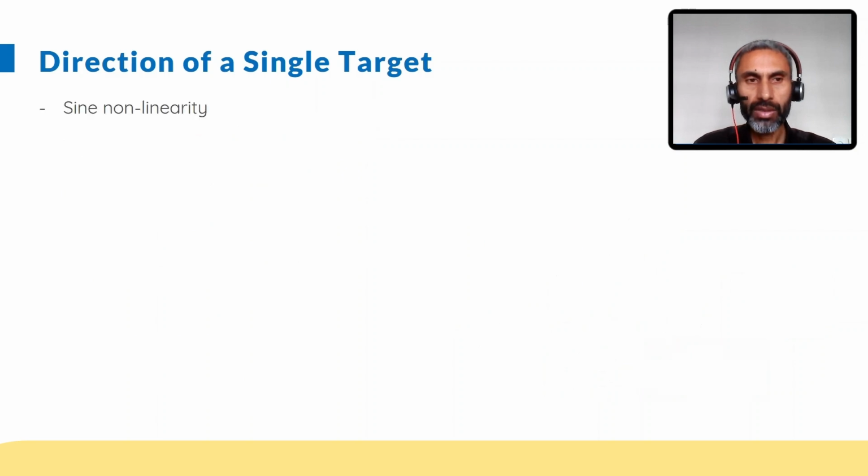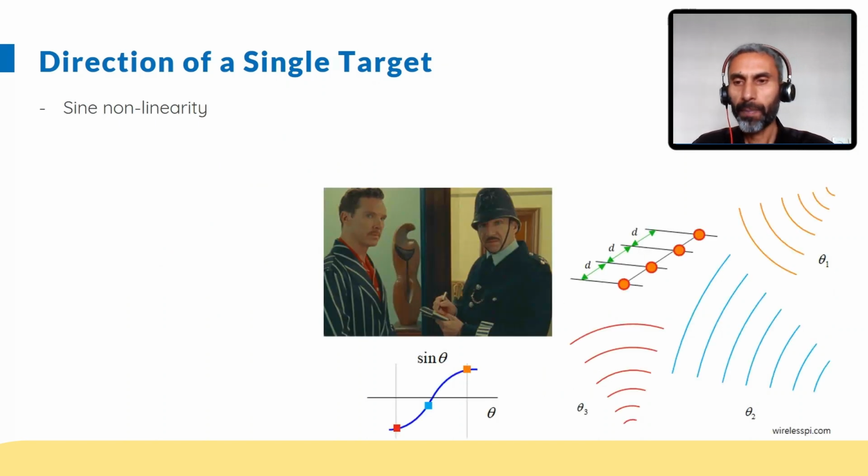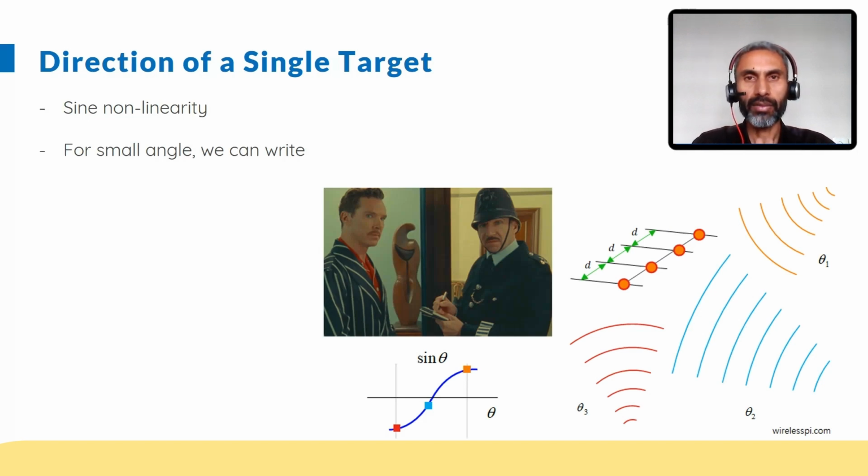So let's see how it is done. The one difference here is sine non-linearity as compared to the previous case, because the waves are arriving at different angles. So due to sine theta, the target, which is within plus minus 25-30 degree range, will have a much better accuracy as compared to the one which is moving at a larger angle from the radar.